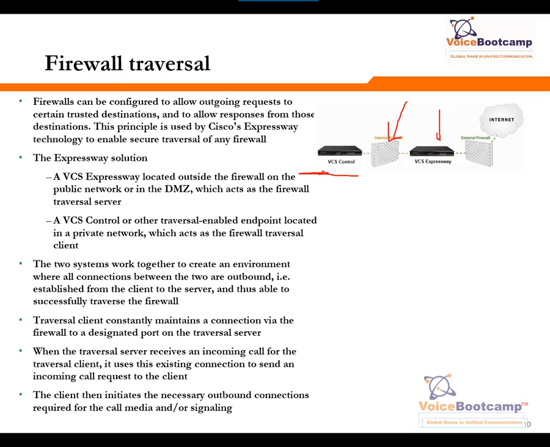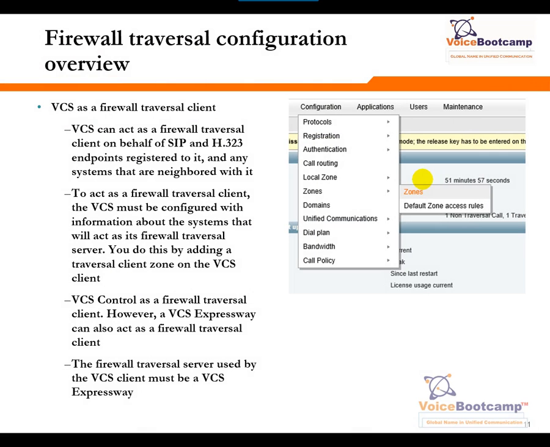So in this case, the Control, or the devices inside the network, act as the traversal client, which will register to the VCS Expressway Edge acting as the traversal server. Now, whether the VCS server can be configured as a traversal server or not will depend on the license key that you have. To configure a firewall traversal server, you need to configure a zone on both the Control and Edge servers. On the Control server, the zone is going to be a traversal client. On the Expressway Edge server, the zone is going to be a traversal server.